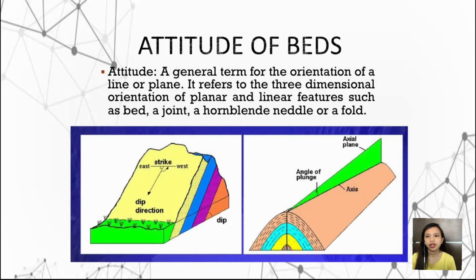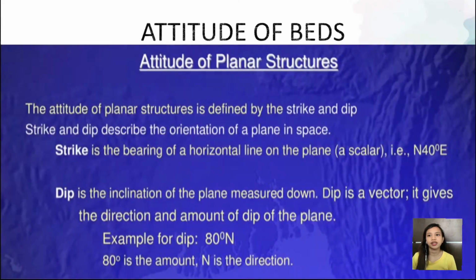Attitude, a general term for the orientation of a line or plane. It refers to the three-dimensional orientation of planar and linear features such as a bed, a joint, or a fold.